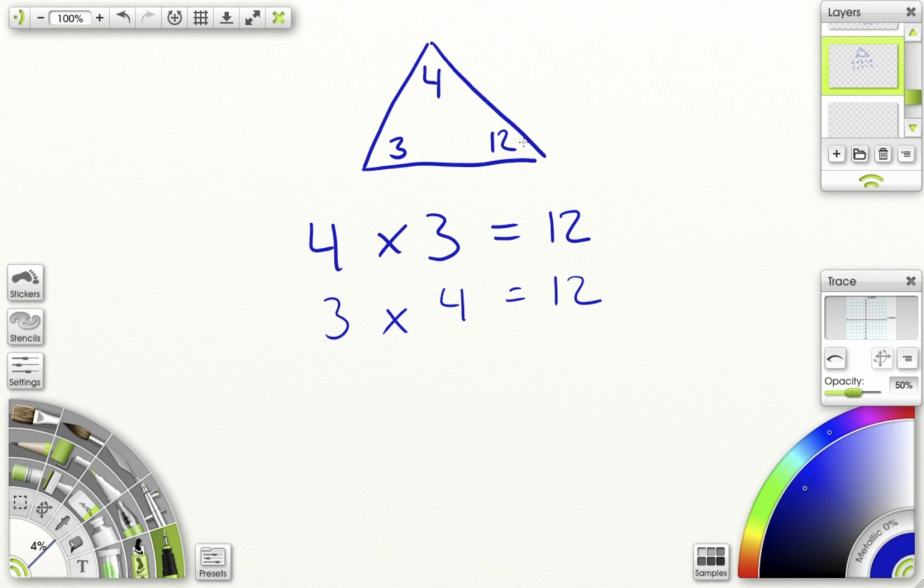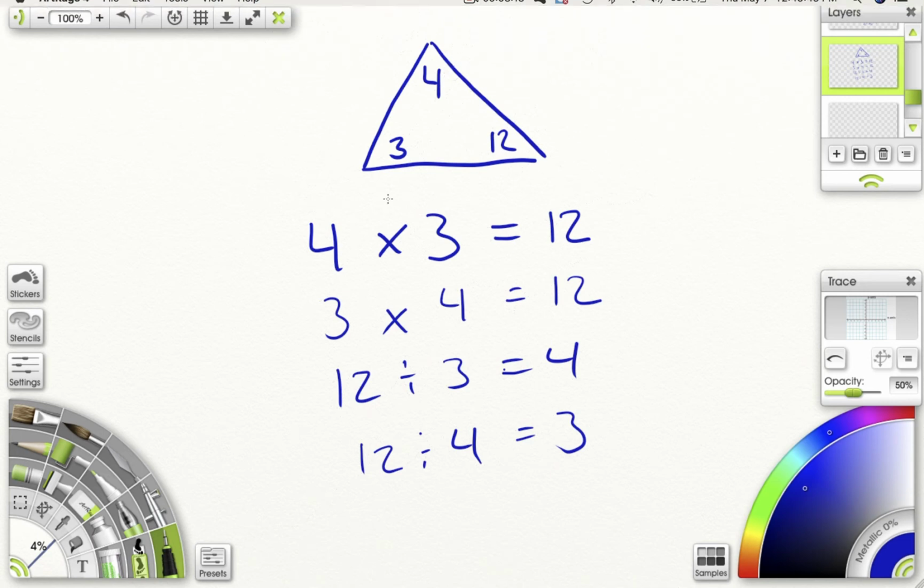And now I can write out the rest of our fact family relationships. So I can do 12 divided by 3, and that gives me 4, and I can do 12 divided by 4, and that will give me 3. And that's how we are finding our fact family relationships. So in this case, we were given 2 numbers, and all we had to do was multiply them by each other.